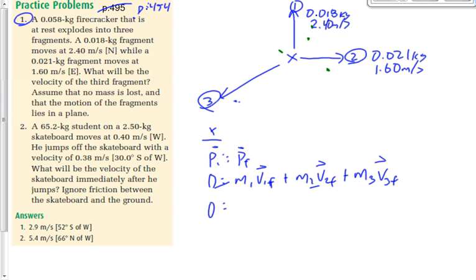Okay, m1 is 0.018 kilograms. v1f is what? What is it? v1f for the x component.